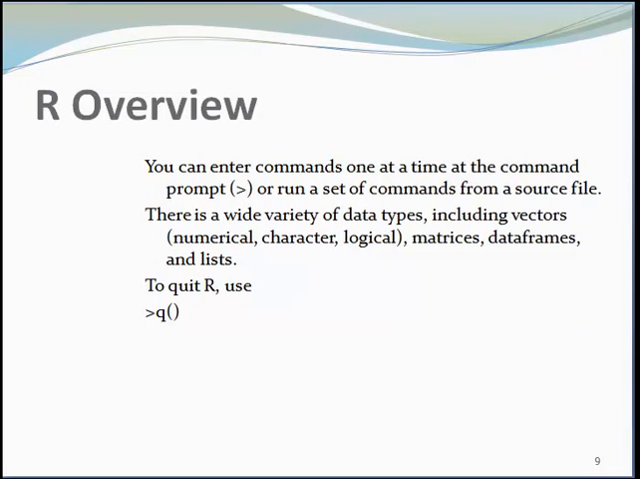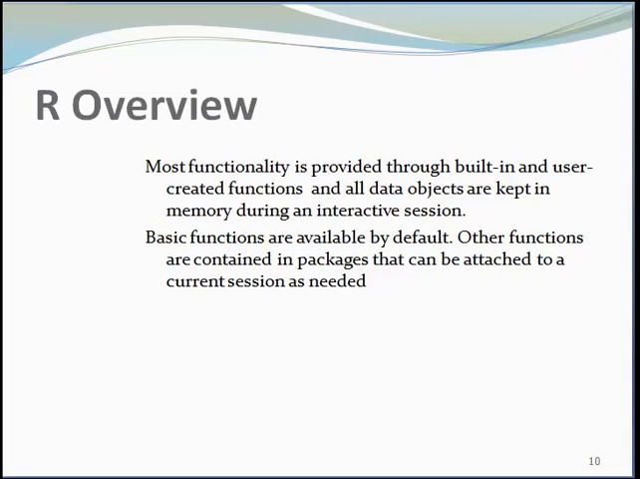R overview about programming in R. In R you will get a command prompt, an arrow, or you can run a set of commands from a source file. In R there is a wide variety of data types including vectors, matrices, data frames and lists, and to quit R you can use q and open braces. In R most of the functionality is provided through built-in and user-created functions. The basic functions are available by default, such as sine, cos, exponential and power functions, etc.